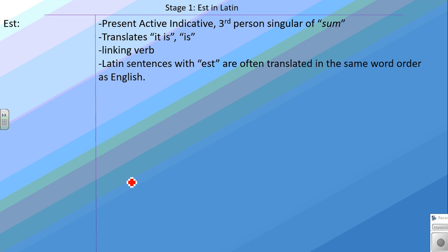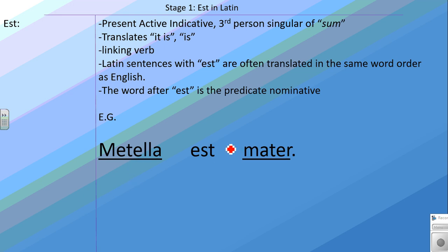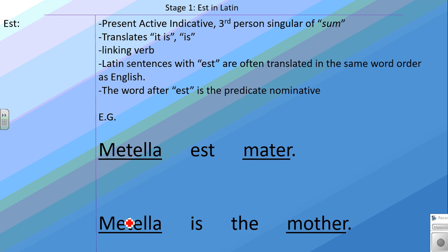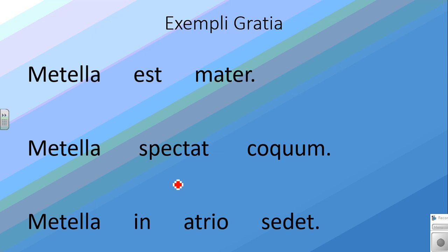Latin sentences with est are often translated in the same word order as English, which makes them nice and easy to translate. And then the word after est is what we call the predicate nominative. So some examples for you. Metella est mater. So here's my est. That's my linking verb. Metella, subject, is linking verb, the mother. So let me circle my verbs, right? Est.